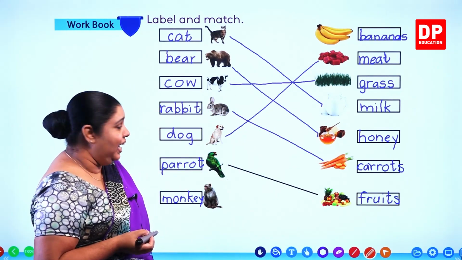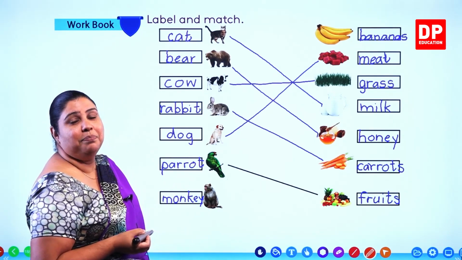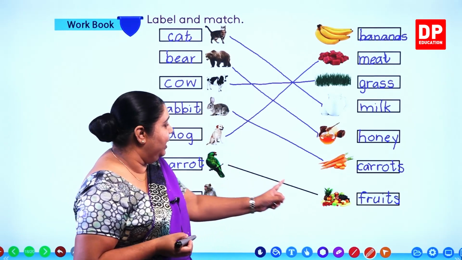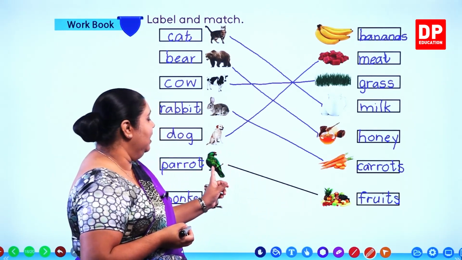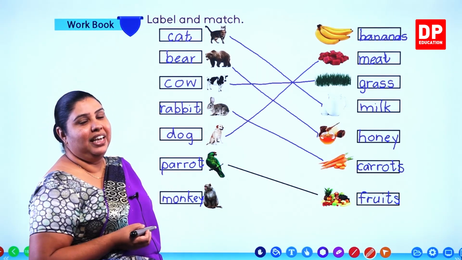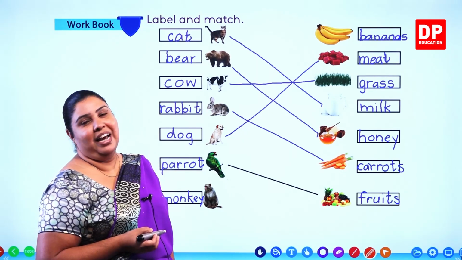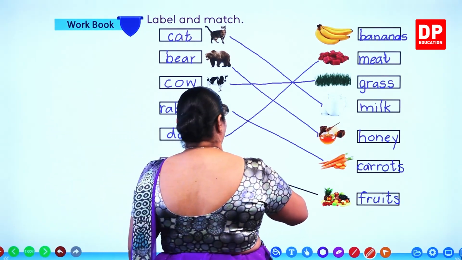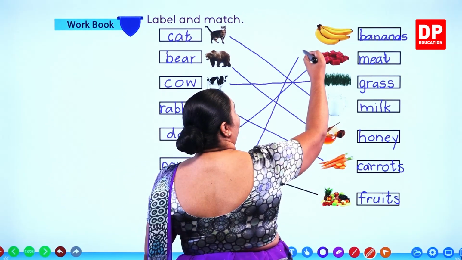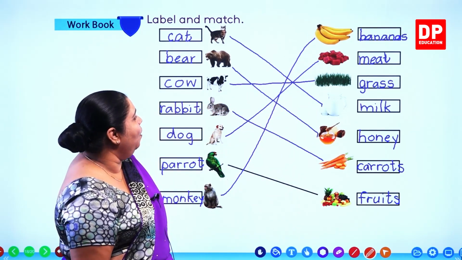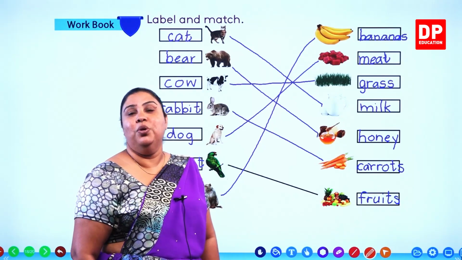Right. Then we have the parrot. The parrot loves to eat fruits. So it is already matched, the parrot and the fruits. Then finally we have a monkey who loves bananas. The monkey over here, its favorite food is banana, which is over here. Okay, so now we have completed this workbook activity.